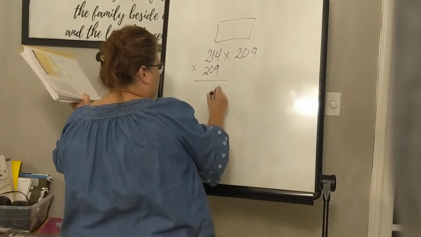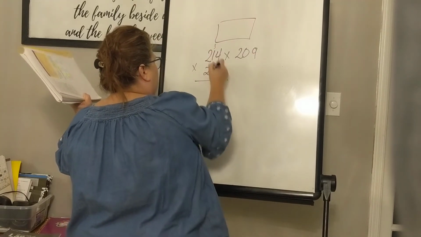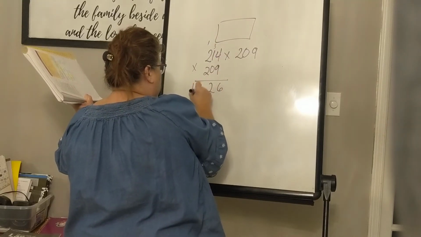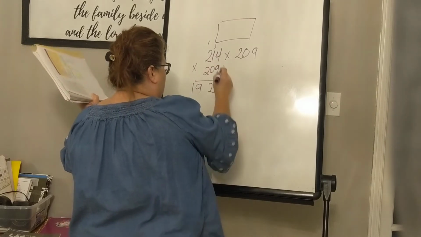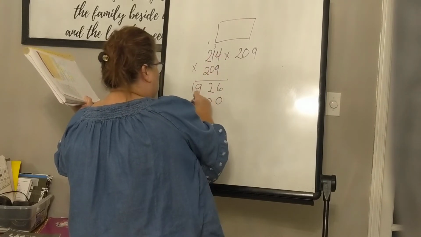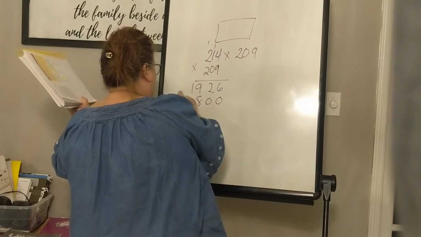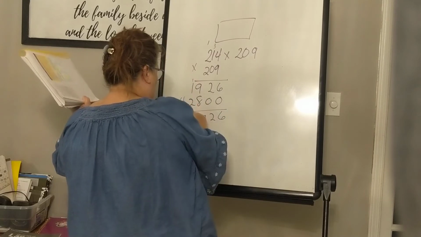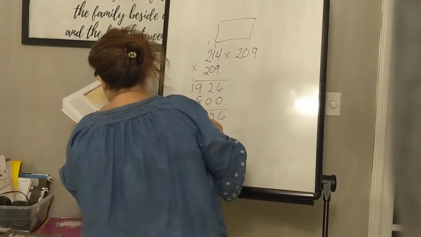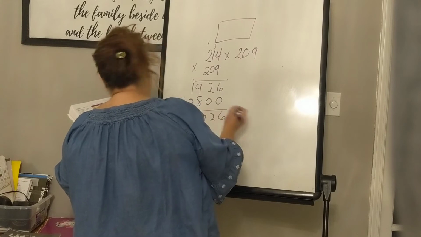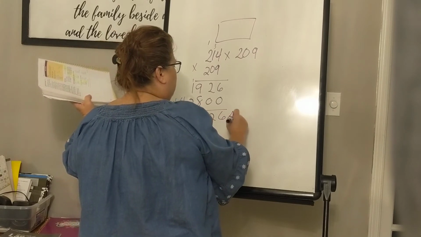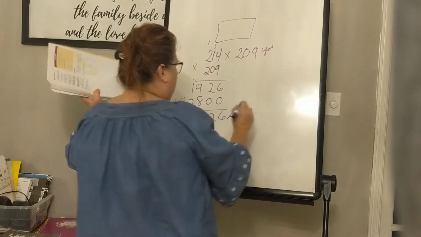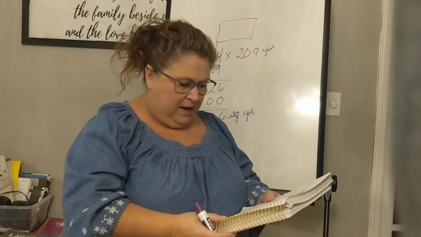9 times 4 is 36. Put 6 down, carry your 3. 9 times 1 is 9, plus 3 is 12. Put 2 down, carry your 1. 9 times 2 is 18, 19. Then a 0 in the tens place. 4 times 2 is 8. 1 times 2 is 2, and 2 times 2 is 4. Add up your partial products. And we have 44,726 square yards. Okay, so you're just going to multiply there.